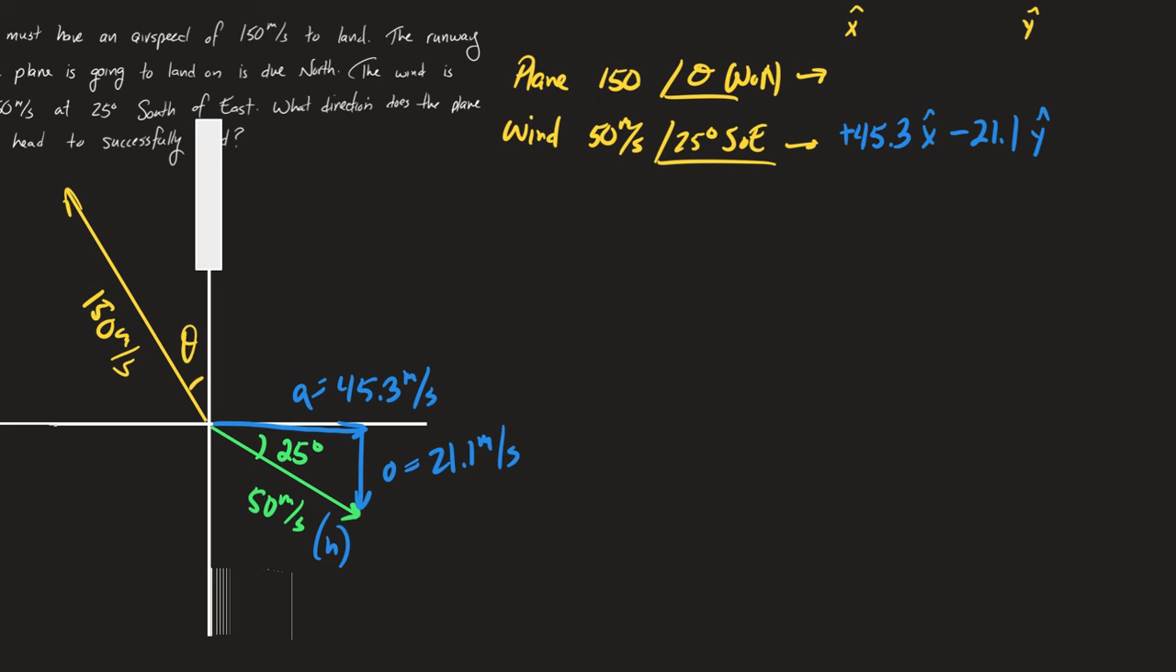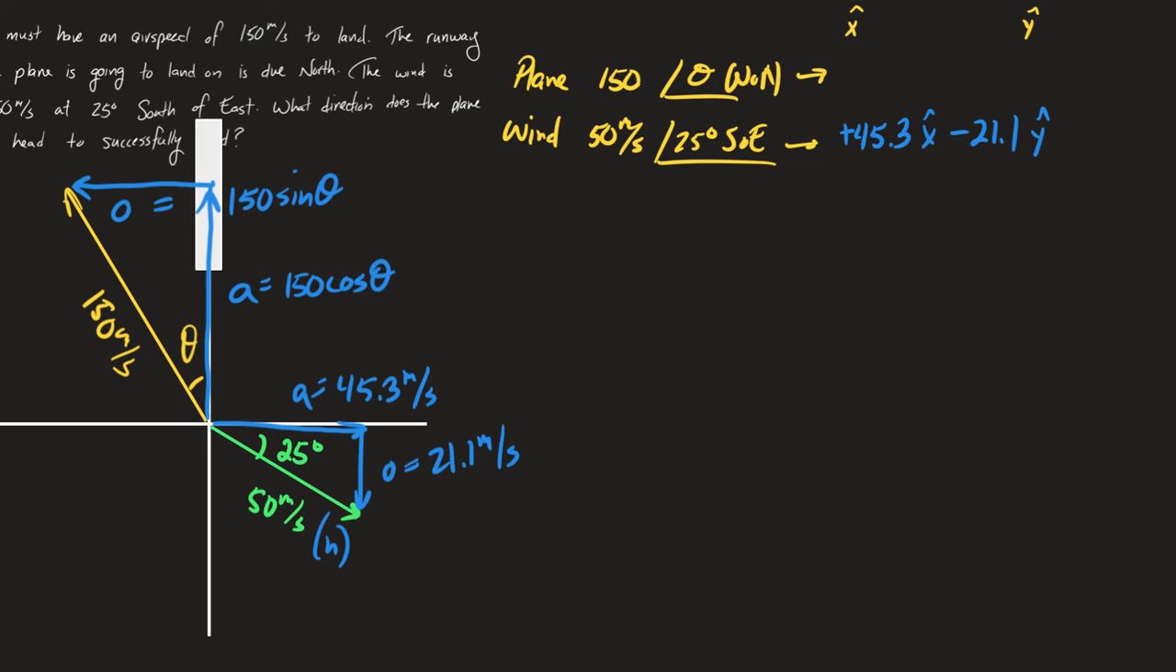Now let's go to my plane. If I was to draw my component vectors out, I would draw my components to look like this. And this would be my adjacent side, and this would be my opposite side. I don't have the angle, so my adjacent side is just 150 cosine theta. My opposite side is 150 sine theta.